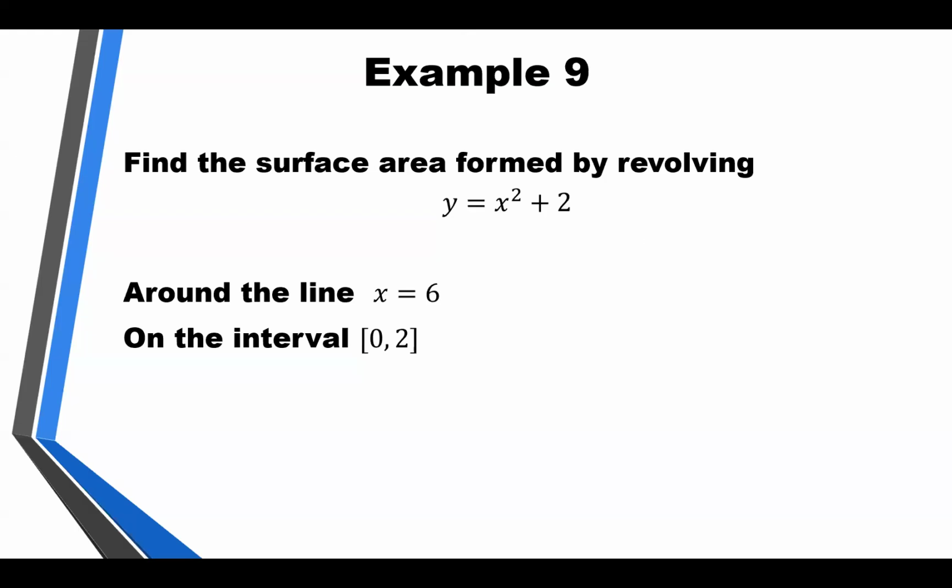I want you to try another with this section of curve. So we have the same section of curve, y equals x squared plus 2. We're going to rotate that around the line x equals 6 on the interval from x equals 0 to x equals 2. Find the surface area the easiest way possible.